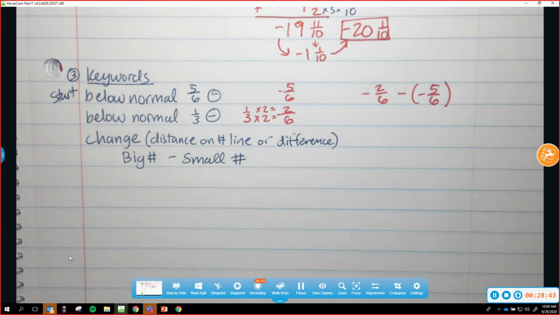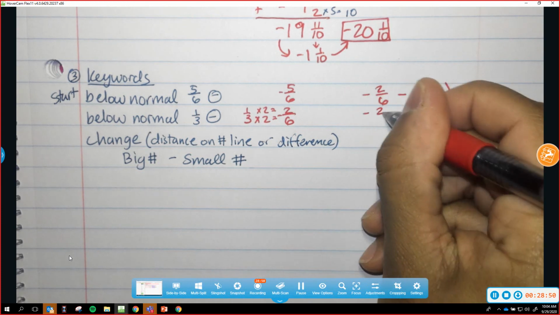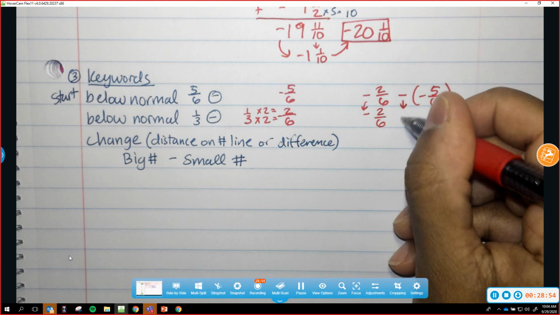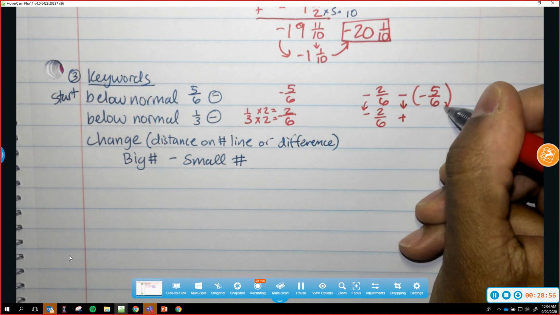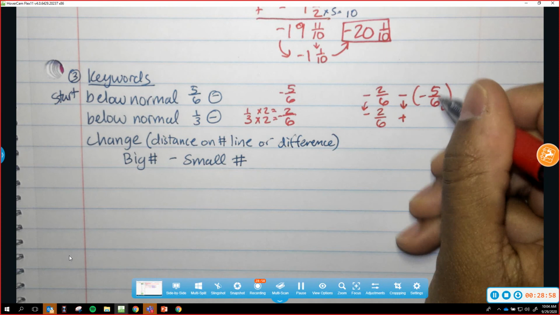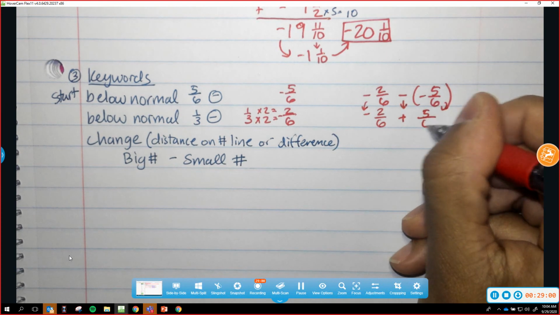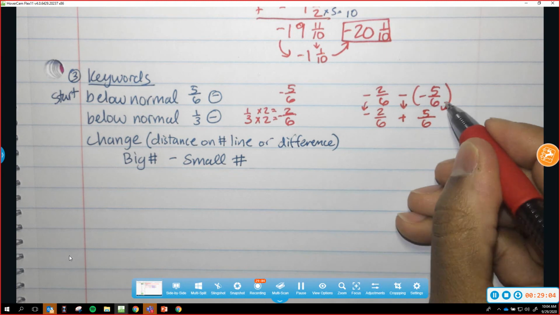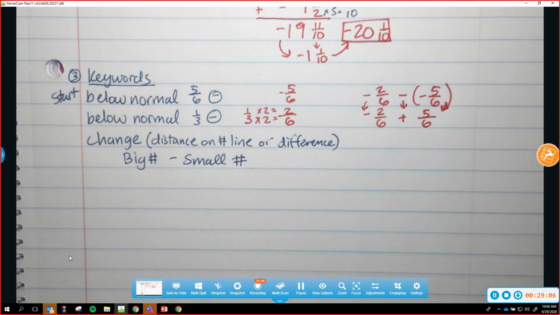That's why it's important. So our rules, again, it's like the third time I'm talking about subtraction rules. Keep the first one the same. Change subtraction to addition. The opposite of the second number, negative 5/6, is positive 5/6. And if you want, you can cross out that old problem, up to you. Some people think it's too messy, so they don't do it. It's whatever.